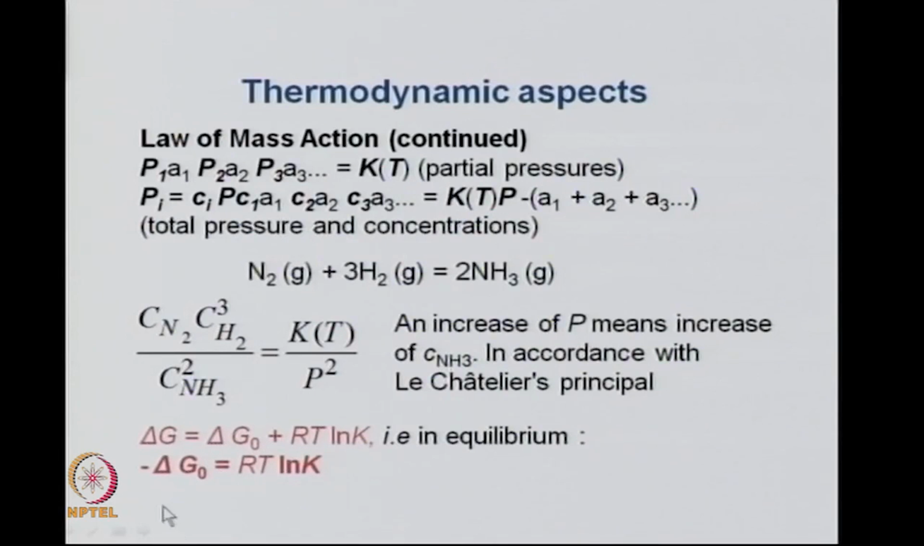Ultimately, delta G naught is given by minus RT ln K, or minus delta G naught is given by RT ln K. This is a very useful equation.